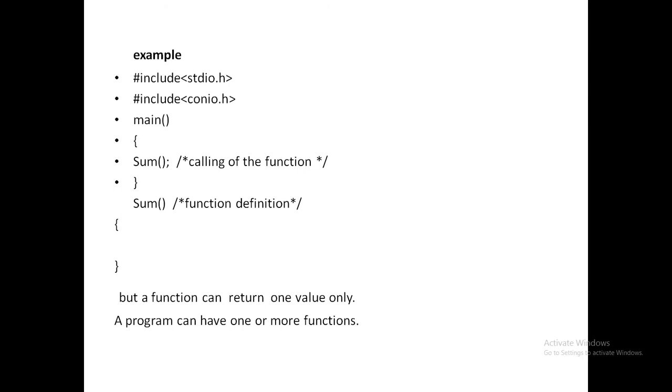For example, see here: main, and after that sum is a function, followed by parenthesis and a semicolon. This is a calling of the function. Then close the curly braces. So this is the main program, and this is the calling of the function. After main, sum is there with no semicolon. This is called the function definition. There is no semicolon, right?